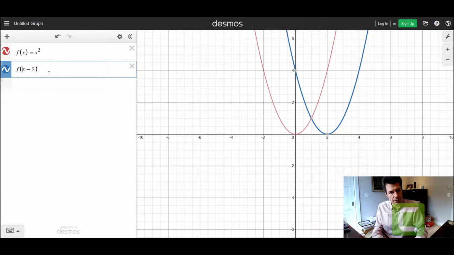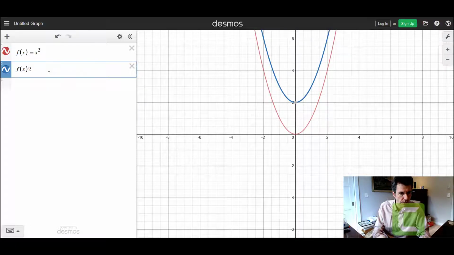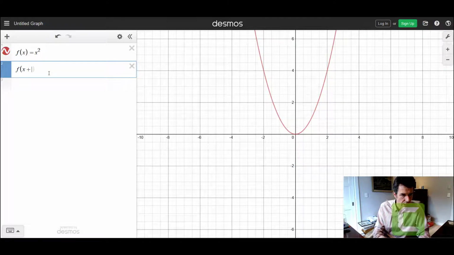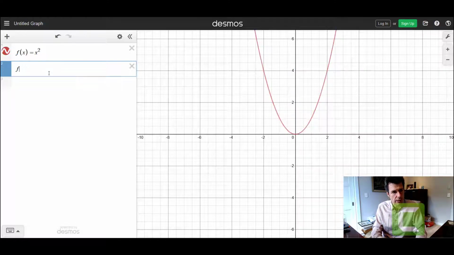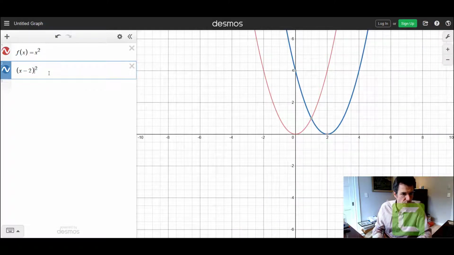We can also shift up and down. So if I go back to f of x, if I want to shift up, I add 2 to the graph. If I want to shift down, I subtract 2. So if we take our function, we subtract, let's say, something from the x value in our function, we shift to the right 2. And if you remember, this function is just simply x minus 2 squared. We're subtracting 2 from the x value.